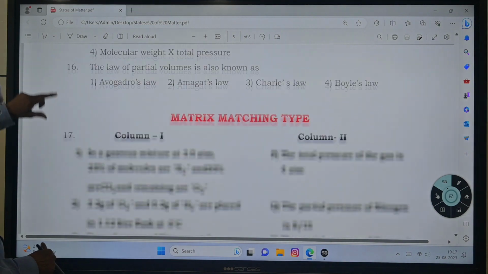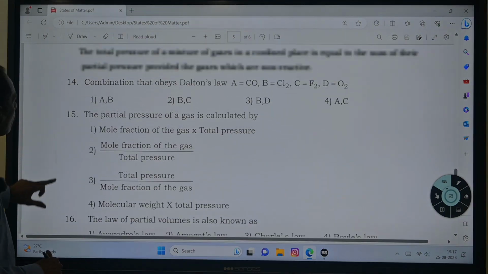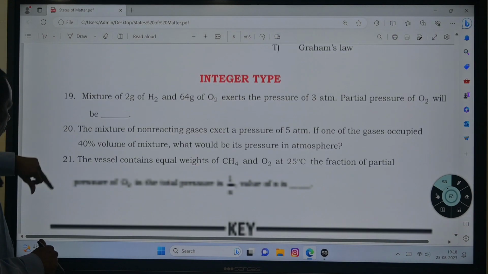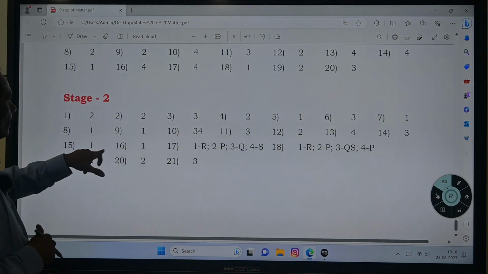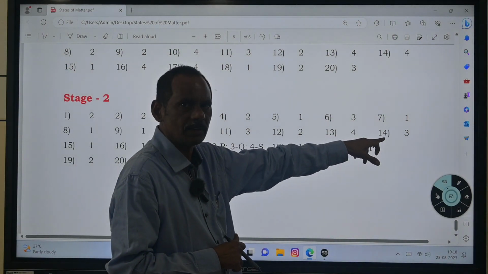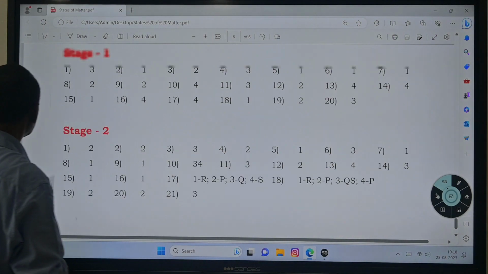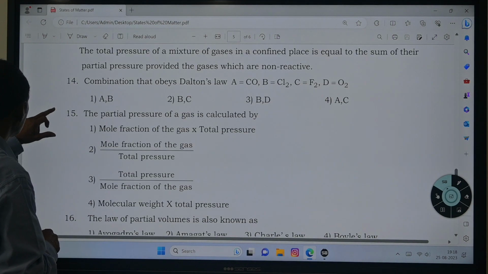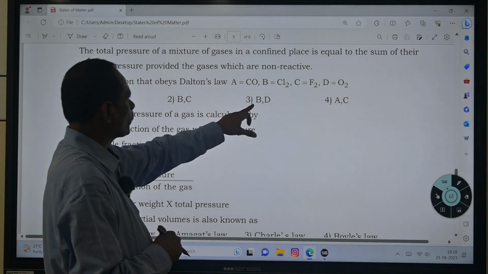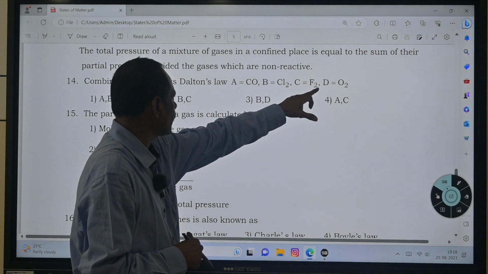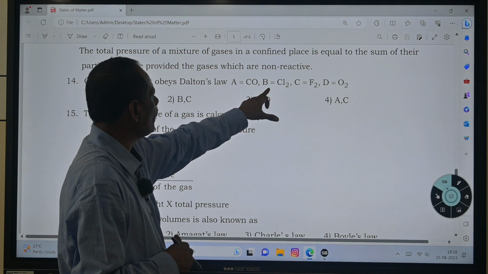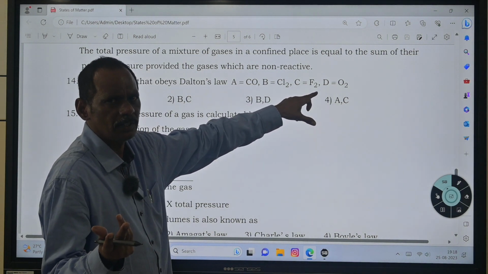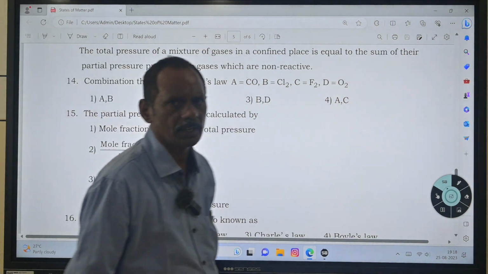I think there is a key mistake. What is the question number here? Question number 14. Only the third option is given. But the correct answer is not only the third option, B and D, of course it is a correct option, but also B and C. No reaction between chlorine and fluorine under normal temperature. Therefore, both second and third options are correct.